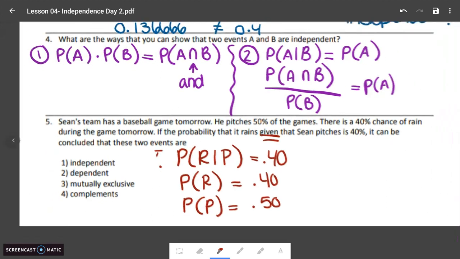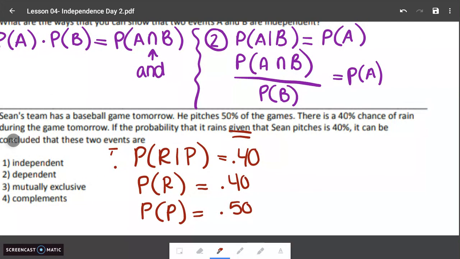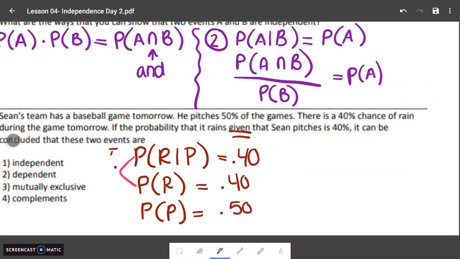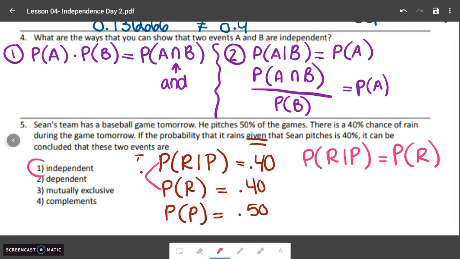Okay, so out of those, the one that stands out most to me here is these 2 here are the same. So think about it like this. The probability of it raining given he pitches is equal to the probability of it raining. So that being said, these 2 events are independent of each other. So we saw that test right in there.